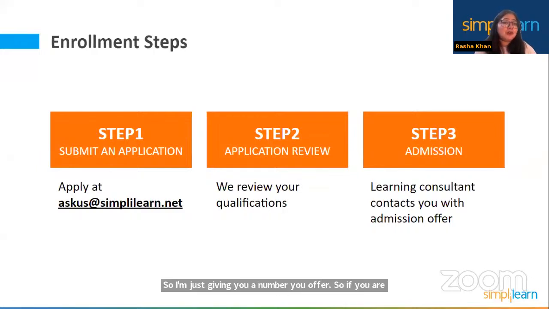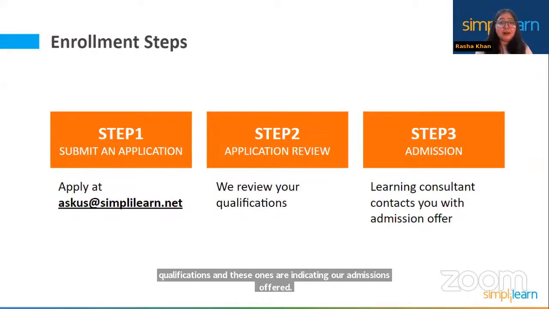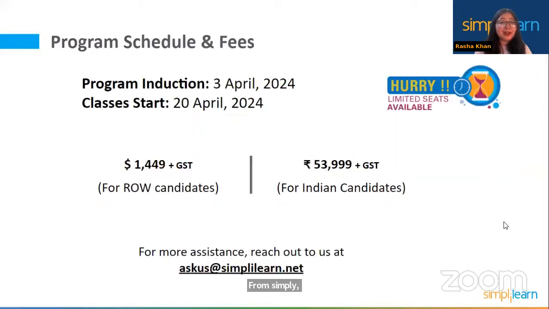Step 1 is that you will have to submit an application to us at askus@simplilearn.net. Step 2 is that, based on the application you submit and the eligibility and prerequisites we have shared earlier, the application will be reviewed based on your qualifications. Based on that, you'll be getting admission offered from Simplilearn's learning consultant. Those are the 3 simple, easy steps for enrollment here.